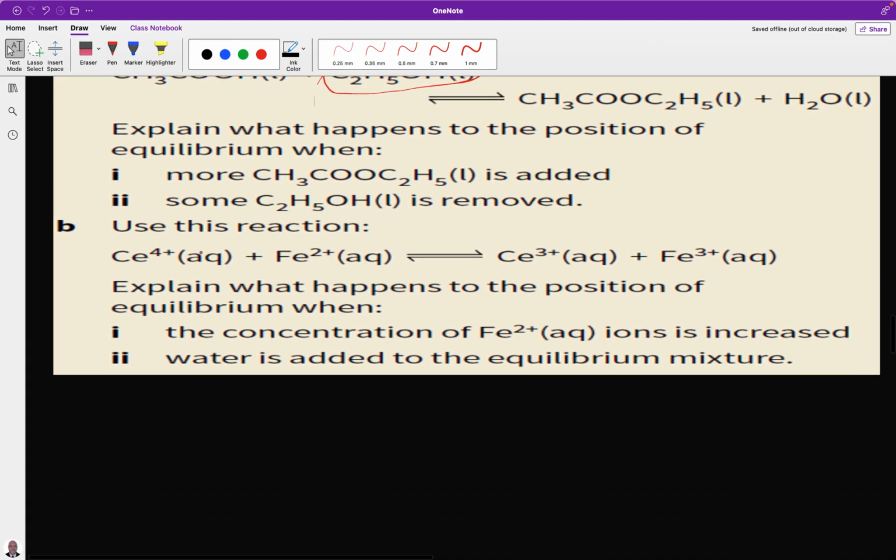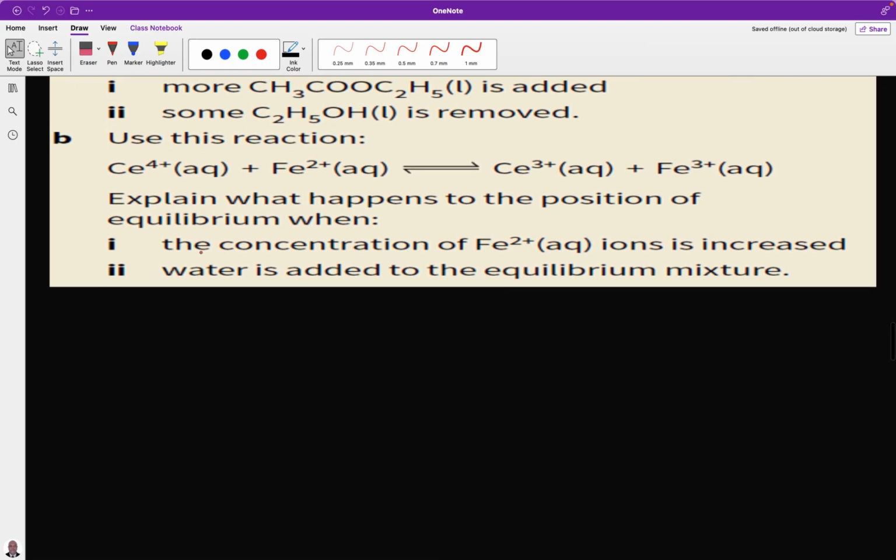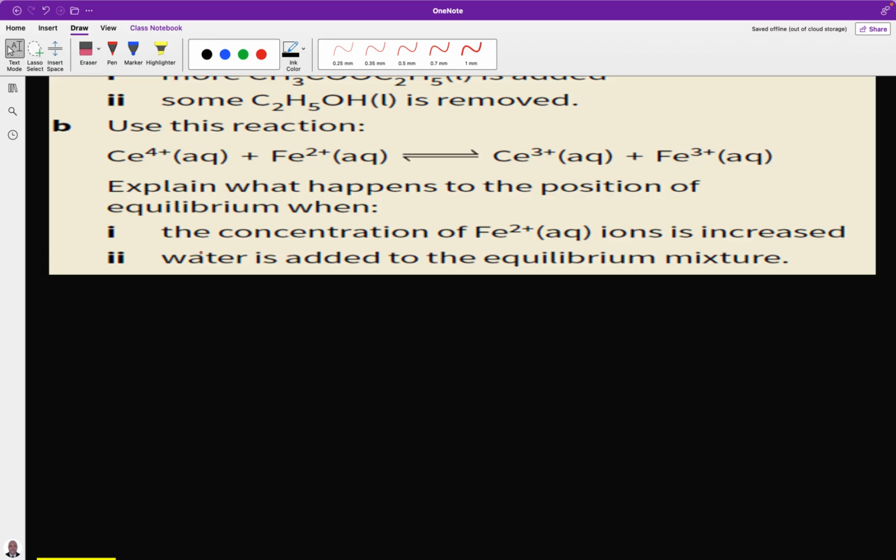Okay, use this reaction. Ce4+ plus Fe2+ in equilibrium with Ce3+ plus Fe3+. Explain what happens to the position of the equilibrium when the concentration of Fe2+ is increased. If the concentration of Fe2+ is increased, what happens?